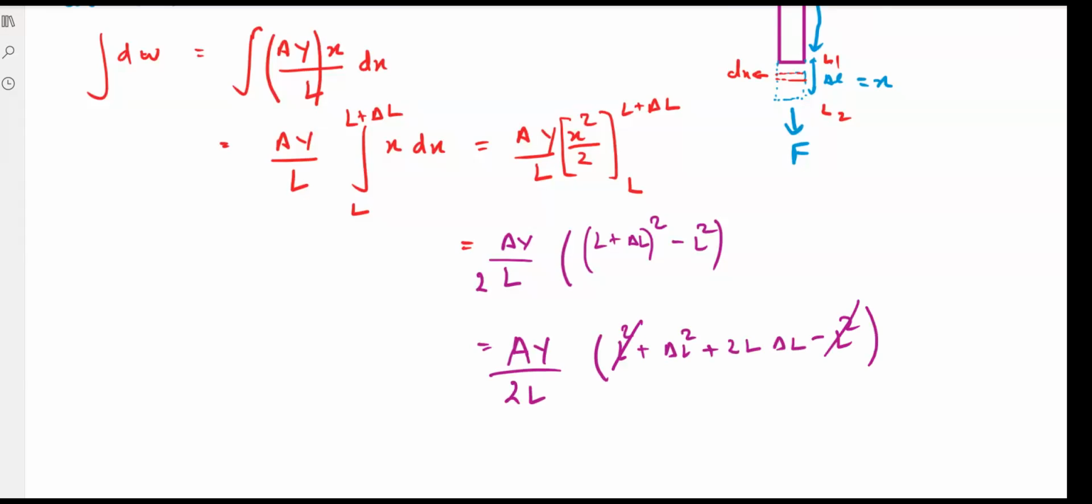Now here, think about it, delta L is actually very small, yes or no? Now tell me what will come next. Don't you think so? Delta L will be very small, yes or no? Yes, it will be small, right?